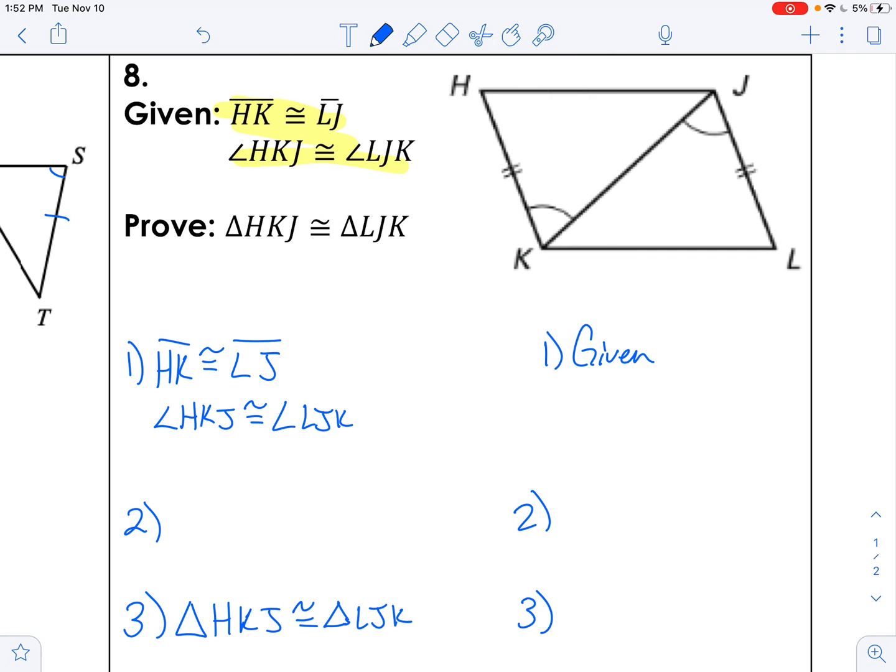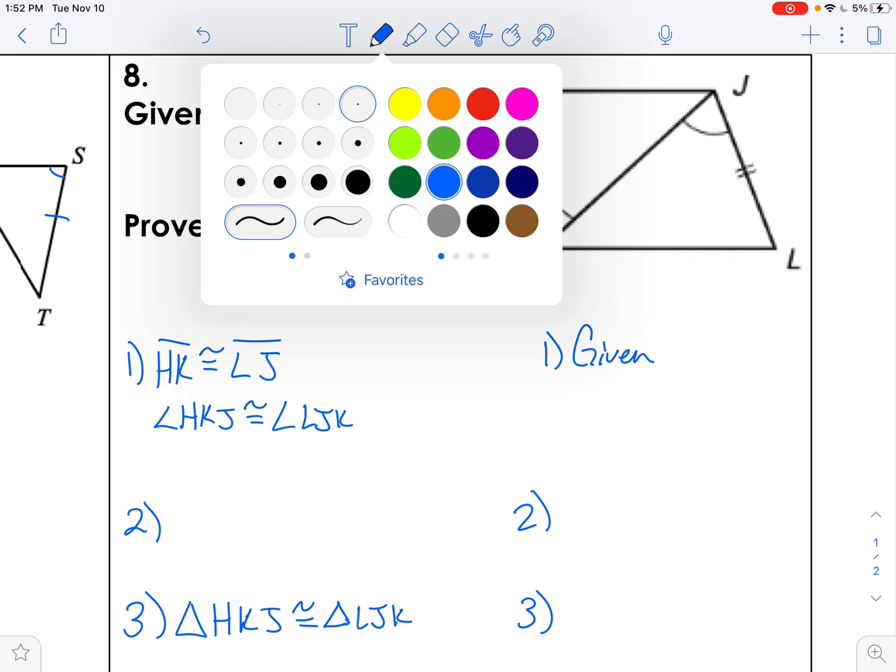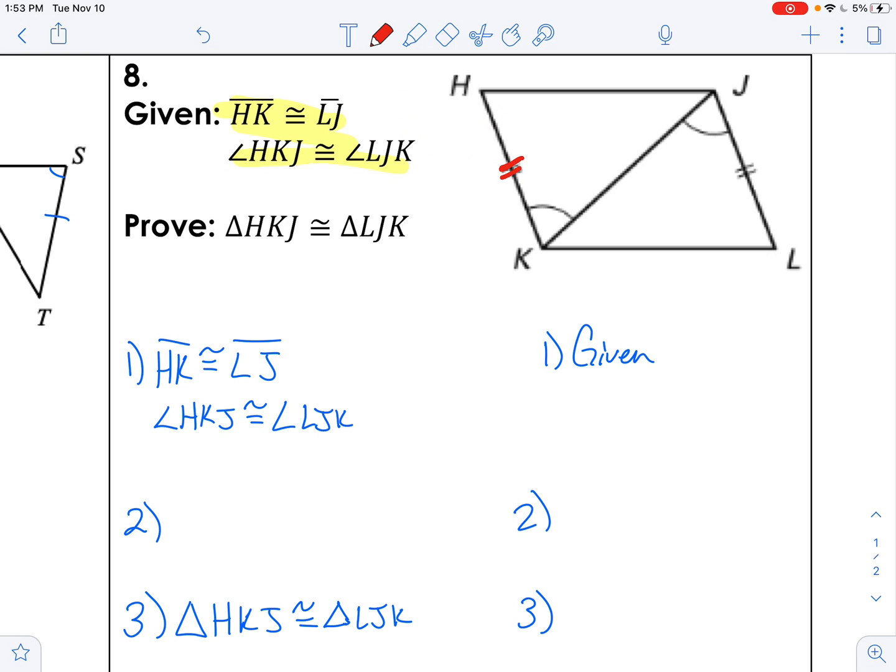So I'm given HK is congruent to LJ. That's already given, it's already marked. Now given angle HKJ is congruent to angle LJK. So that's also marked. So now I've got my two pieces that are congruent, and I want side, angle, side congruence. So what do I still need? I've got a side, I've got an angle, I've got a side, got an angle. What do I need for side, angle, side congruence?